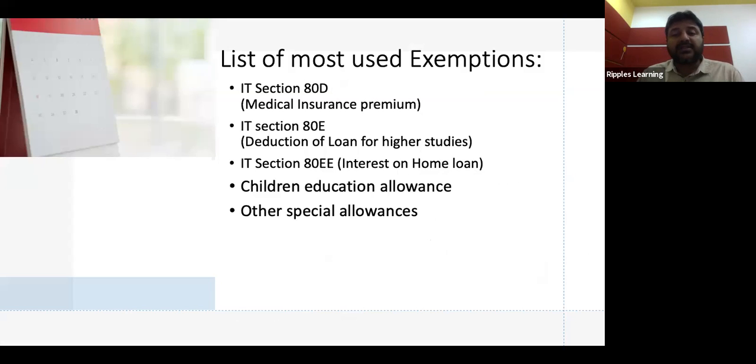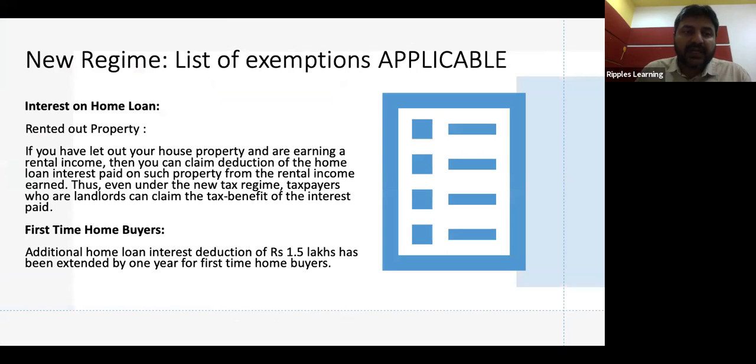Food coupons may or may not be allowed. Some of what you would read, they would say that it's allowed, and some of what you would read would say it's not allowed. So that clarity is not there. That clarity has not been mentioned in the budget document.